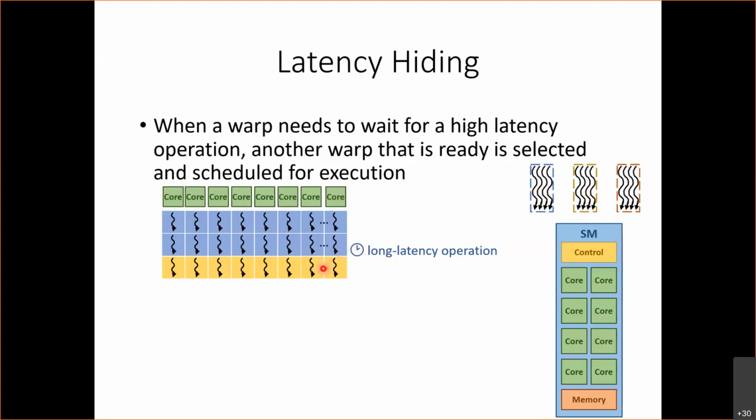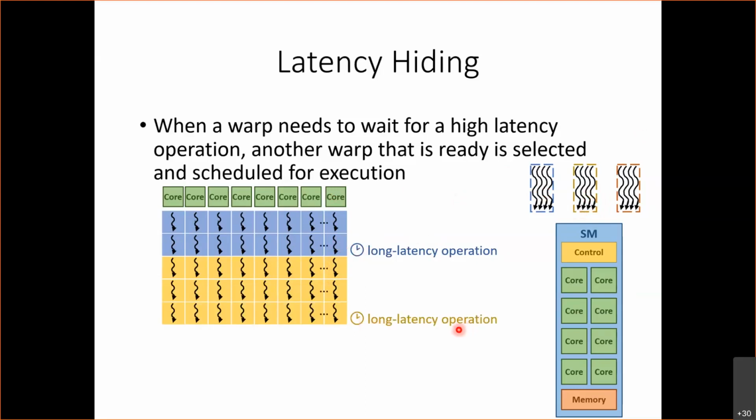And I'll keep executing this warp until maybe this warp encounters a long latency operation. And when that happens, I'm going to take out this warp. I'm going to go and find if another warp is ready. Maybe this warp is ready, and so I bring in this other warp. And then maybe this warp finds a long latency operation, so I'm going to remove this warp.